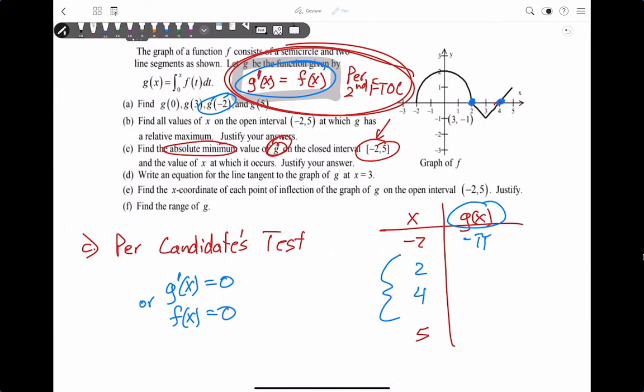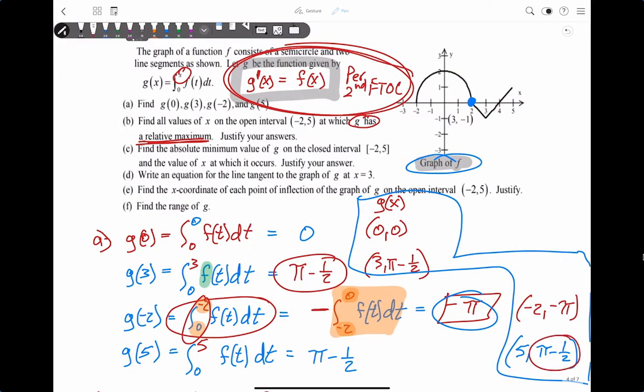g of 2 is just plugging in this x value right here. Going from 0 to 2, you know it's going to be this quarter circle here, which is a positive pi. g of 4, if we kept going, we're going to have 1/2 times base, which is 2, times height, which is 1. So this is just 1, but because it's below the x-axis, it's interpreted as a negative 1. And then g of 5, we did have g of 5. It was this one right here, pi minus 1/2.